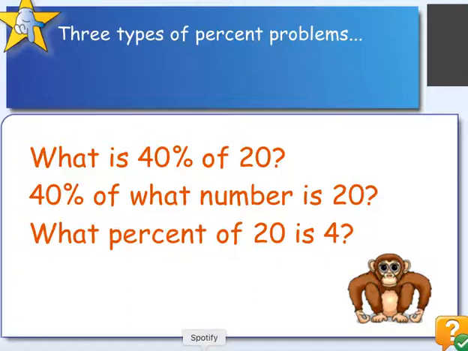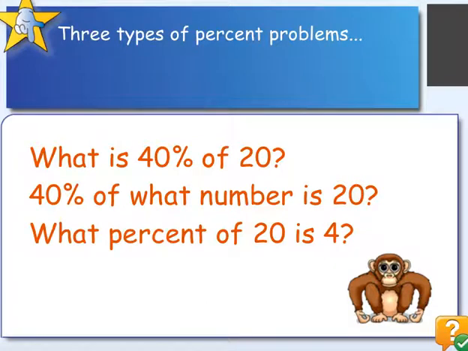So first, they could be phrased like, what is 40% of 20? Trying to find that portion of 20. Or we could say something like, 40% of what number is 20? So 20 is the part. We're trying to figure out what the whole is. And what percent of 20 is 4? In that one, we are looking for the percent.